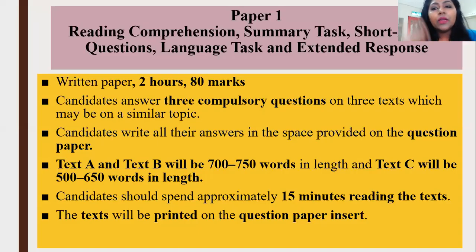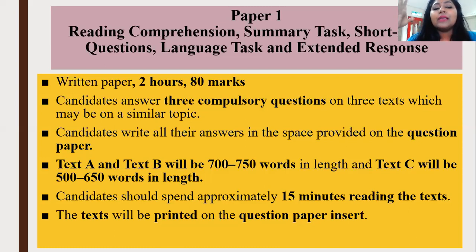Okay, now moving on. Paper 1: reading comprehension, summary task, short answer question, language task, and also extended response. So all these components tested in paper 1 require you to answer within 2 hours, and the total marks would be 80. Okay, and you need to answer 3 compulsory questions based on 3 texts, and generally the topic or the themes for each of the texts given would be similar. Okay, and you are definitely required to write your answers in the question paper.